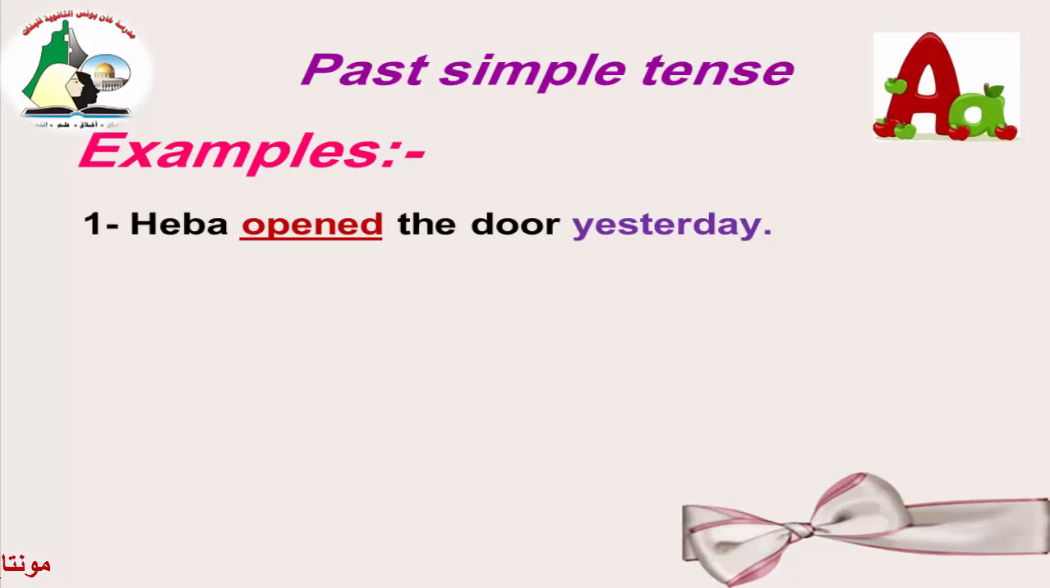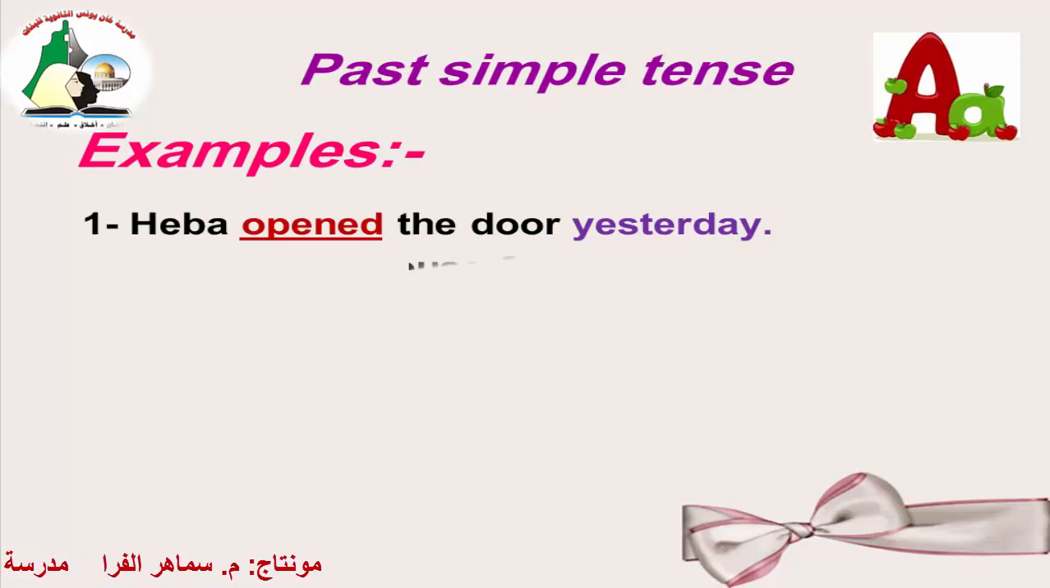Now, can you tell me where did we get opened? Yes, it is the second conjugation of the verb. Excellent. It is the second conjugation of the verb. This means that the second column refers to the past simple tense. Now, what about the key word which refers to this tense? Yes, yesterday. It's right. It is yesterday. So we use the past simple tense from the second conjugation of the verb.